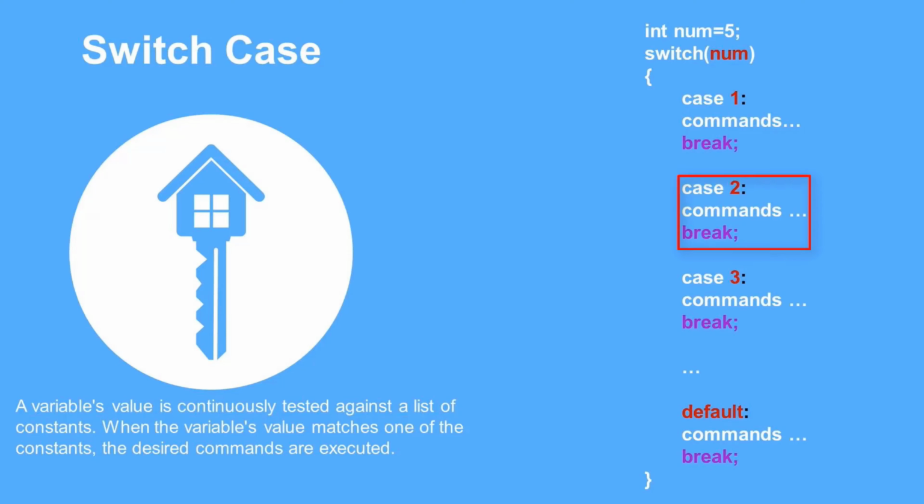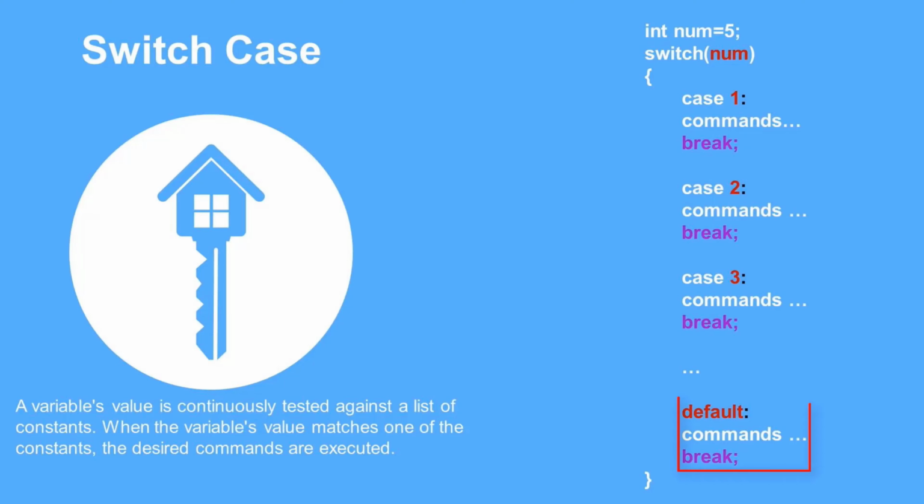We continue with case 2. If the value does not match case 1, the program checks if it equals 2. If so, the corresponding commands are executed, followed by another break statement. This pattern continues for all necessary case blocks.